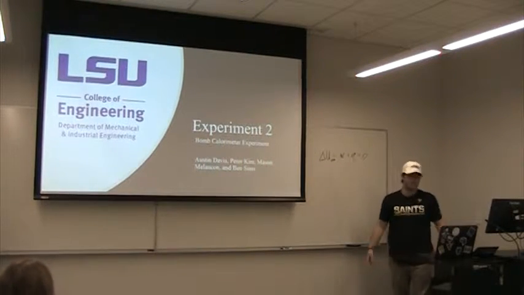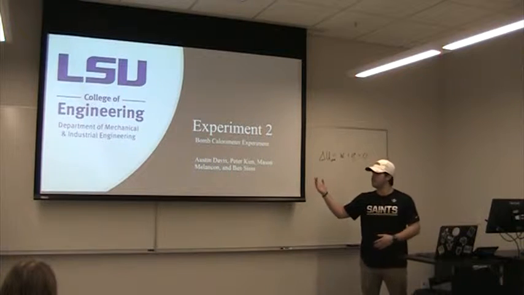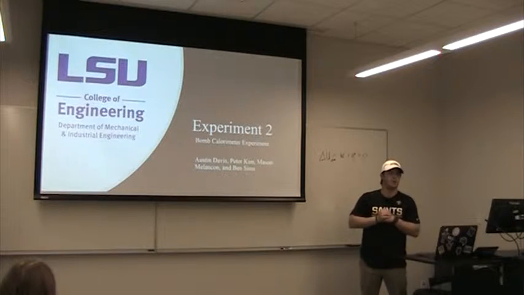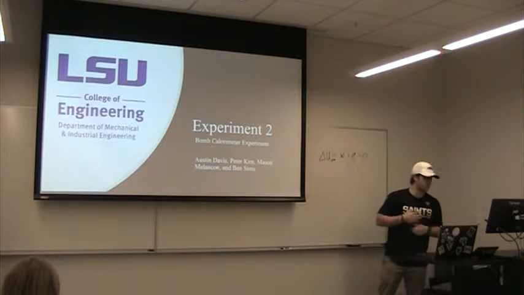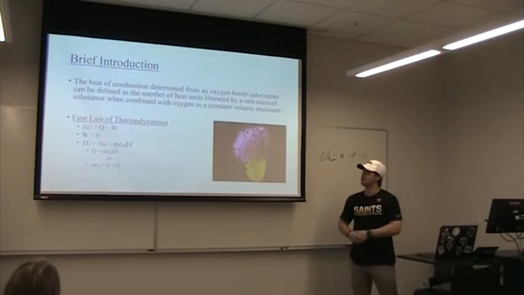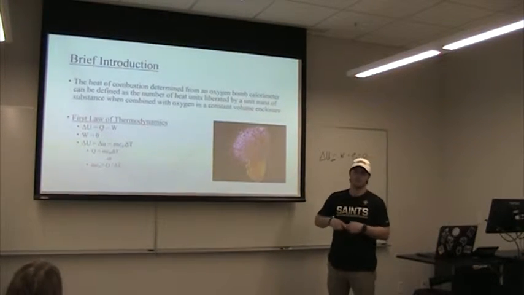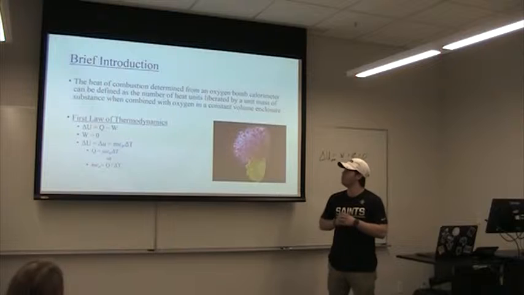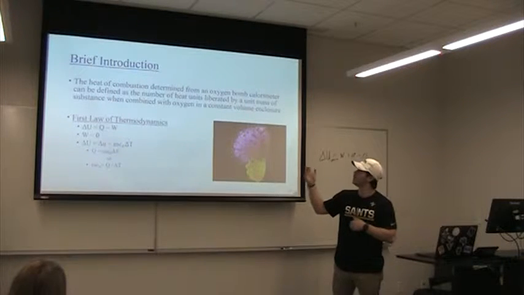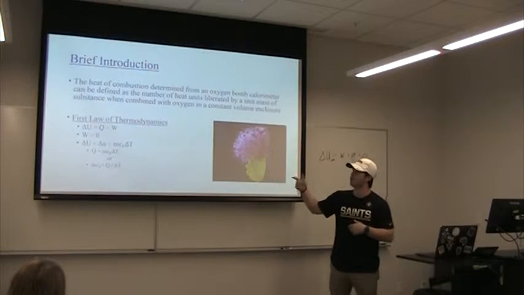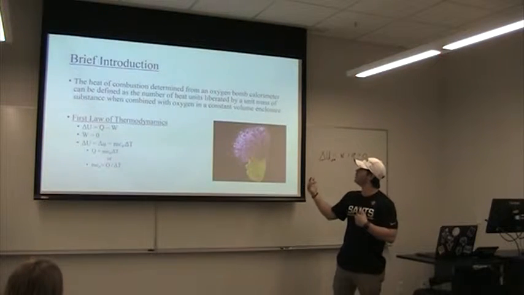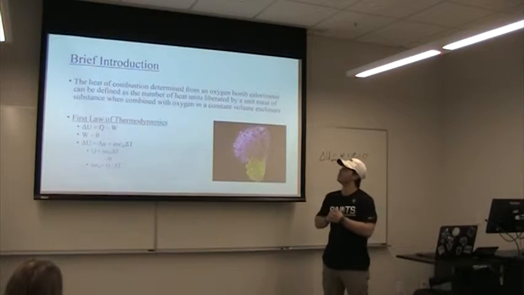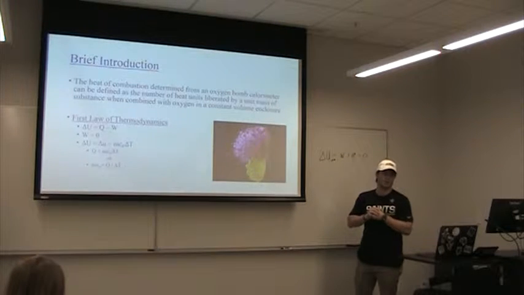Okay, so my name is Ben Sims, and I'm going to be reporting on experiment 2, the bomb calorimeter experiment. And our group was Austin, Peter, Mason, and I. And so we're just going to jump right into it with a brief introduction. Basically, the point of this experiment is to prove that the heat of combustion can be determined from an oxygen bomb calorimeter. It can be defined as the number of heat units liberated by a unit mass of substance when combined with oxygen in a constant volume enclosure.